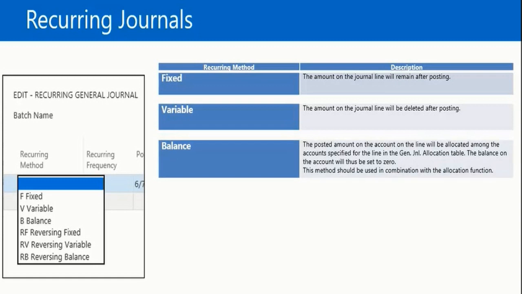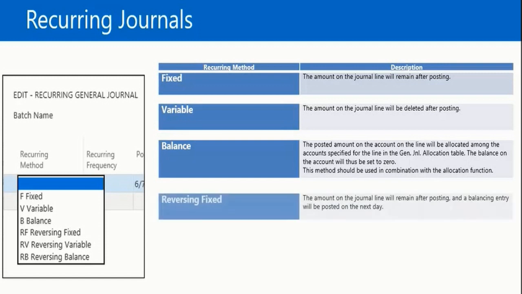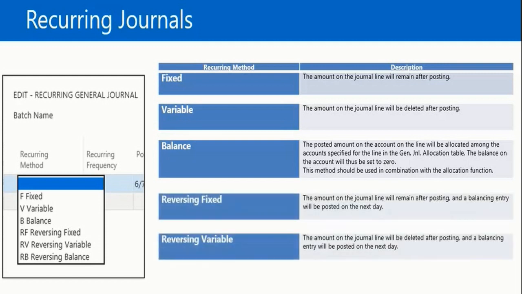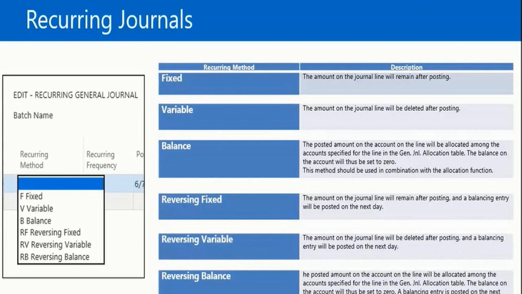Then the balance. The posted amount on the account on the line will be allocated among accounts specified in the line in the general allocation table, and the balance on the account will be removed. So what this means is it takes the balance out of the GL account that this is assigned to and turns it to zero and puts it somewhere else. Reversing journals, exactly the same thing, reversing, recurring, and the same methods apply.